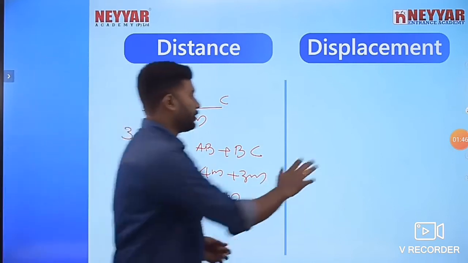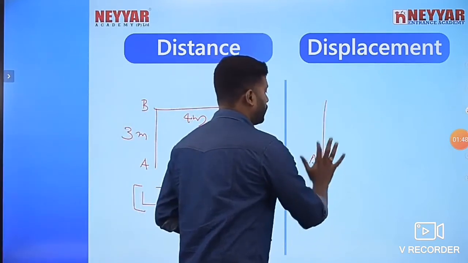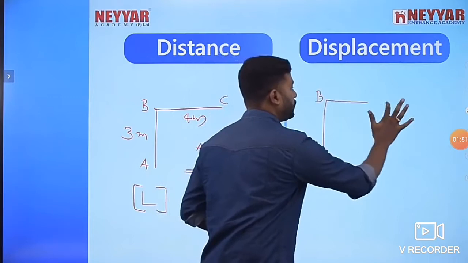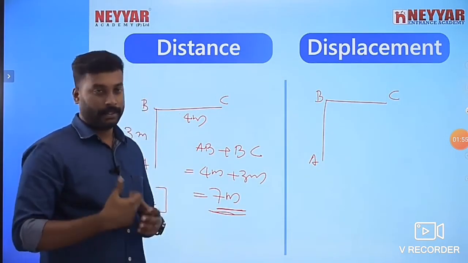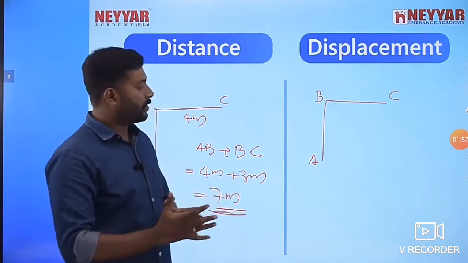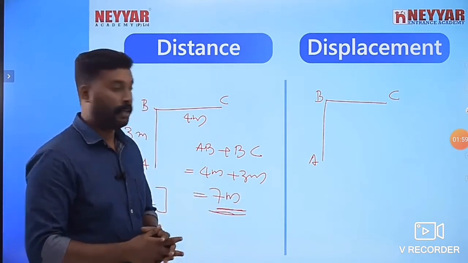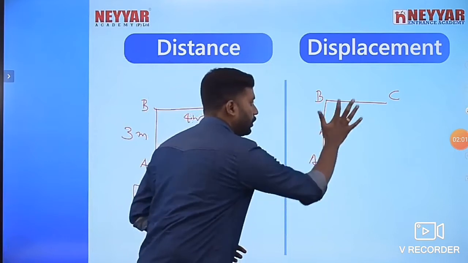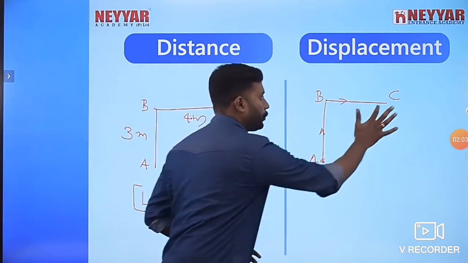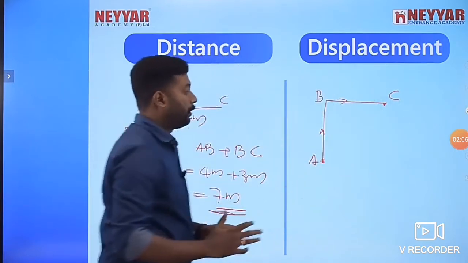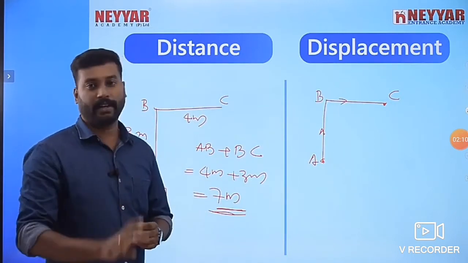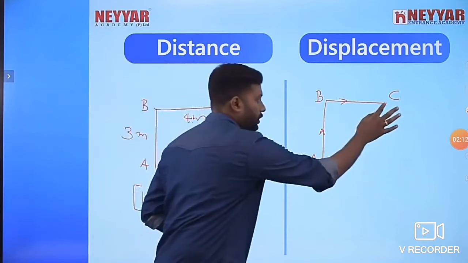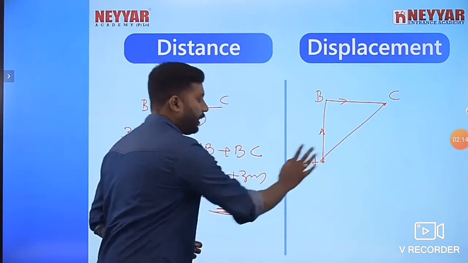Whereas displacement, we can take the same case, we are starting from A to B, then reaching the point C. Now, the definition of displacement tells that it is the shortest distance between the initial and final position. Here, the initial position is point A and our final position is C. The shortest distance between any 2 points is a straight line distance. So, the shortest distance is a straight line connecting the points A and C.